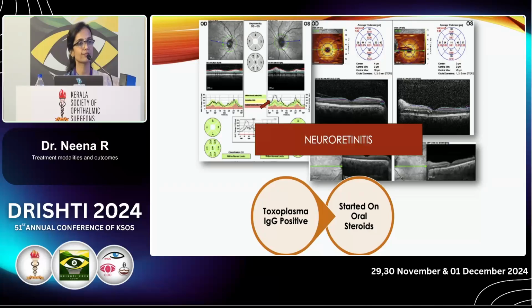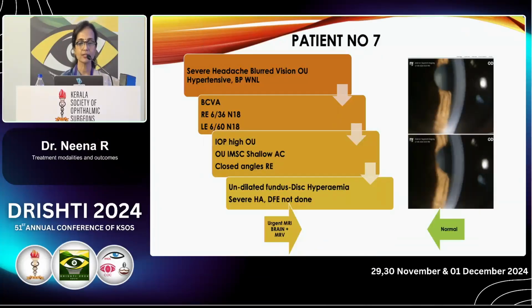So she was positive for toxo IgG. And so the consensus now is no need to start anti-toxo treatment. If you want, you can initiate them on some antibiotics. But the consensus now is if it's only IgG, you can straight away start oral steroids. Now, this is the last patient. He was a 42-year-old gentleman. This is one more patient.